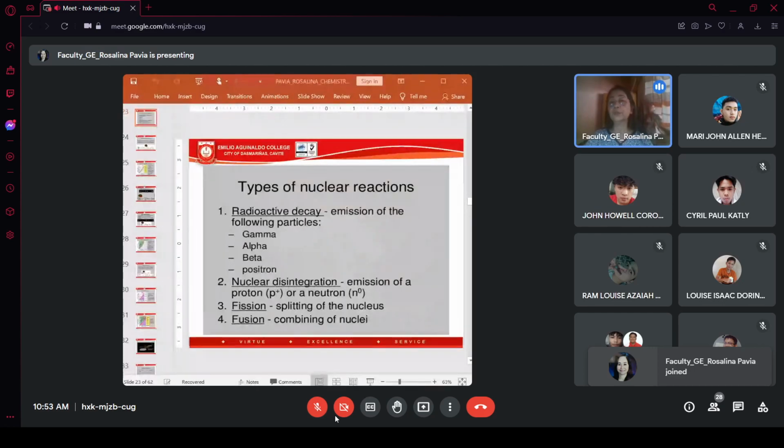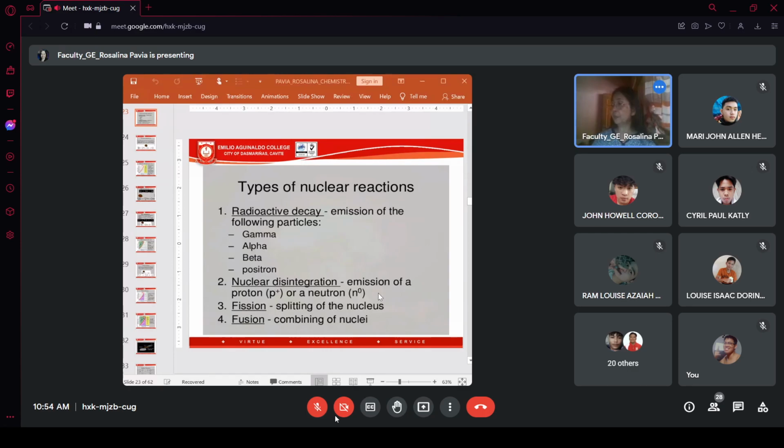Okay, di ba mayroon tayong 4 types of nuclear reactions? We have decay, radioactive decay, gamma, alpha, beta, positron. Meron din tayong tinatawag na nuclear disintegration. That is the emission of a proton or a neutron. So, iba siya sa radioactive decay. Meaning, dito sa nuclear disintegration, ibabalance nyo yung protons and neutrons.